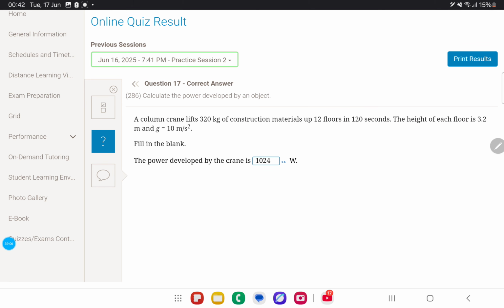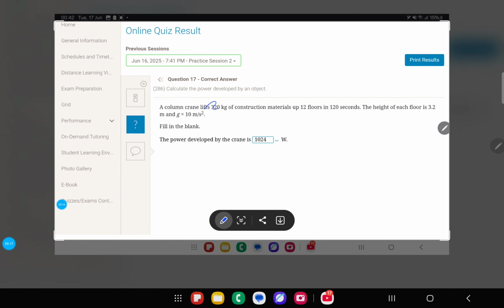Okay, so yes, it doesn't matter here. But if you do want to delve into that, the column crane lifts it up. They're asking the work done by the crane, and the crane does an upward force. It's lifted upward and the force is upward, so it's positive if you want to be fancy. Well, it doesn't really matter here.